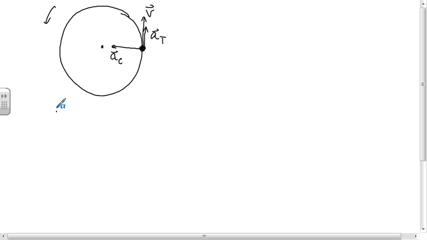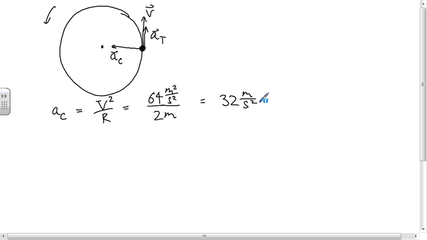The magnitude of the centripetal acceleration is v squared over r. The v that we want is 8, because that's when the total acceleration is maximized. So we have 64 meters squared per second squared, divided by 2 meters. And so we get 32 meters per second squared.